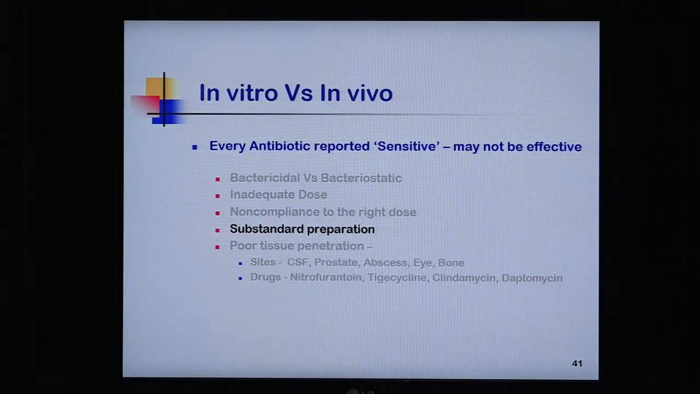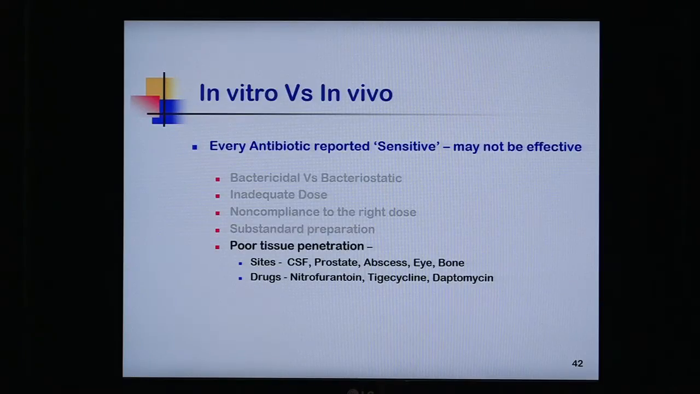Yeah. And nowadays in our market there are all kinds of cheaper drugs, antibiotics available, which misguide the clinician, and lots of benefits are given for which they are tempted to prescribe these drugs. So, we should point out these things, that substandard preparations actually bring failure to the clinician.